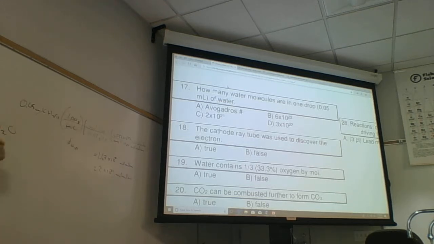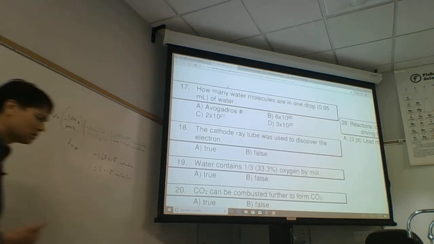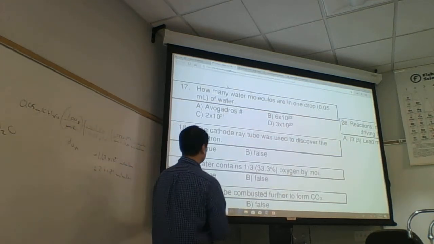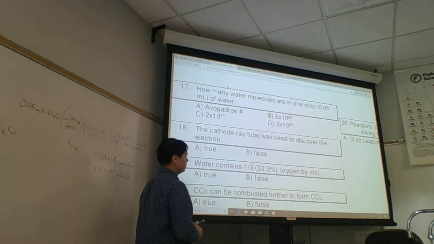If I look at it by moles, I'll have 2 moles of hydrogen for every 1 mole of oxygen atom, which is 1/3 oxygen by mole. And so it's by atom, by mole, by dozen. The mole is a counting unit, so this is true. Water contains 1/3 oxygen by mole, but not by mass.